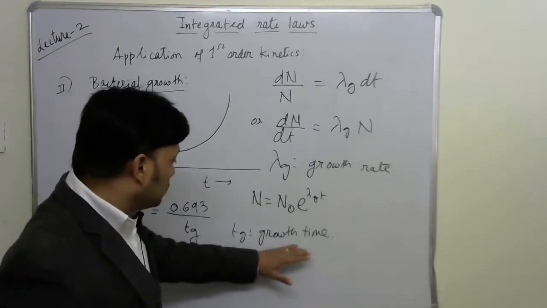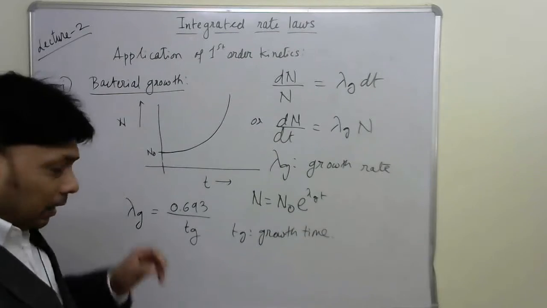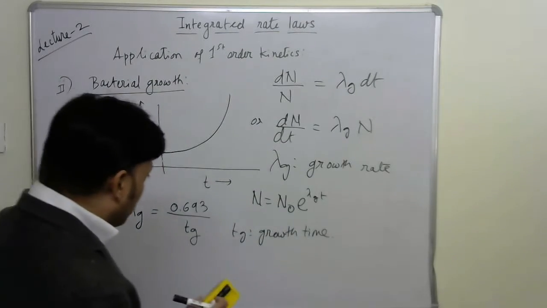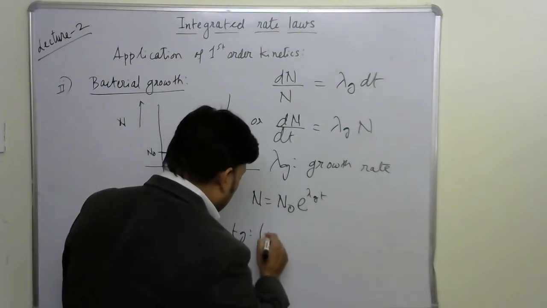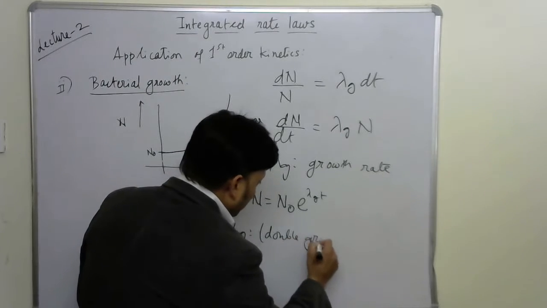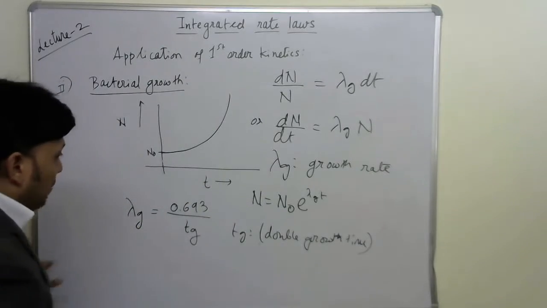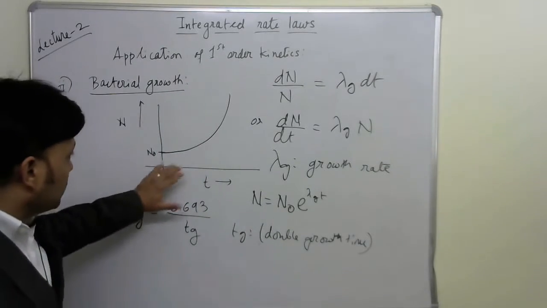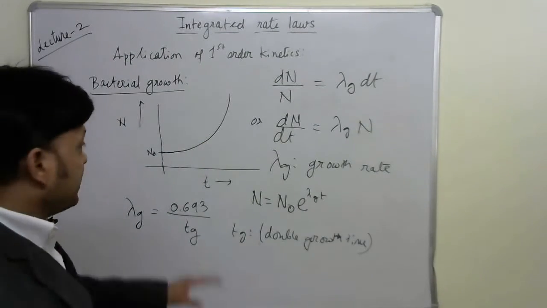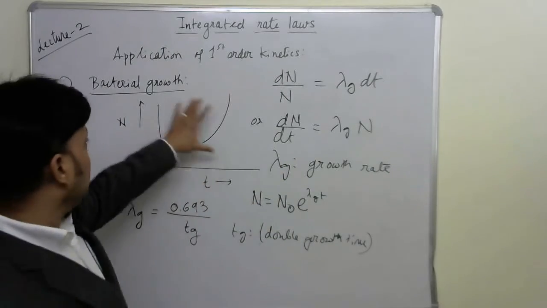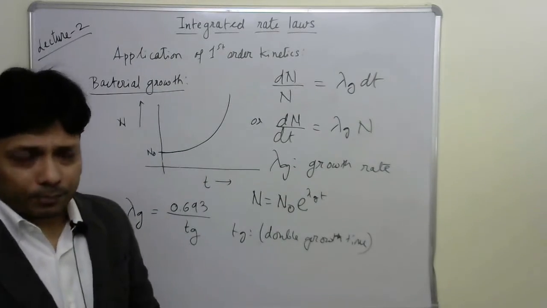So this t g is actually the double growth time, rather than the growth time. The double growth time represents the time it takes for the number of bacteria to double. So it is just the opposite of the t half. Once again, numerical problems representing bacterial growth by following these equations may appear in the exam.